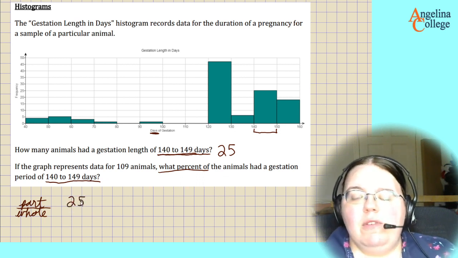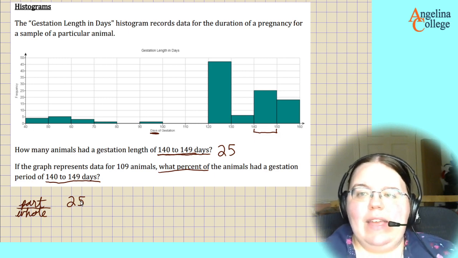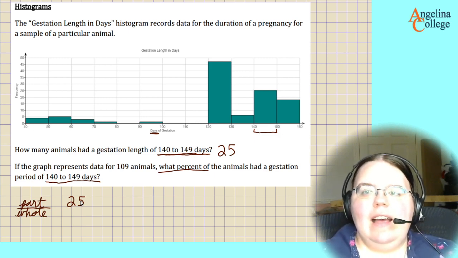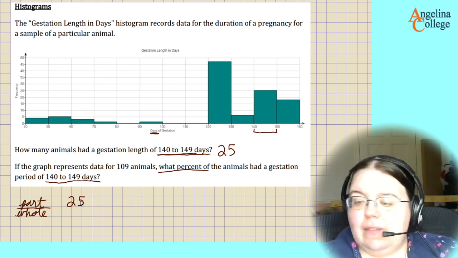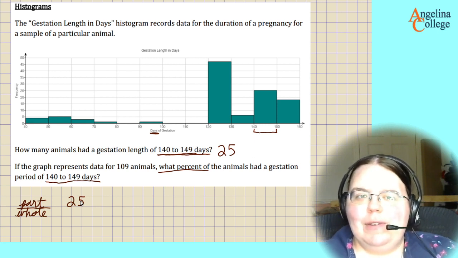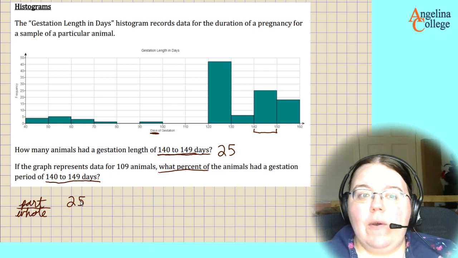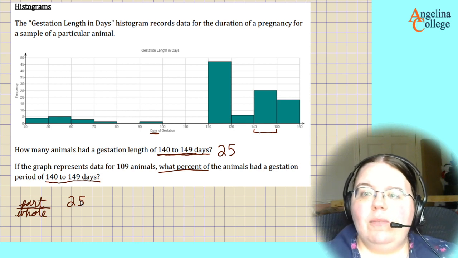Now the temptation would be to just say 25% and leave it there, but that would be wrong. Now if it happened to be exactly 100 animals in the data set, you could get away with that. Now the second temptation would be to just multiply it by 100 and put a percent on it. But then we'd have 2,500%, and you never go above 100% in a part out of whole relationship. So that would also be wrong. So don't do either of those things. What should we do instead?